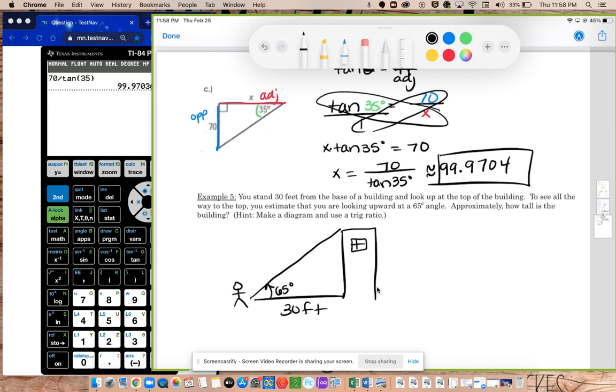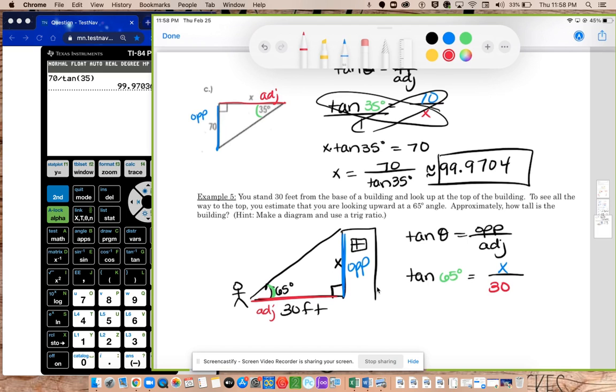Well, hopefully the building is perpendicular to the ground. It's not the Leaning Tower of Pisa. And we want to know how tall it is. We can call that x. This is really the same kind of a problem. We're given the angle, theta. We have the opposite, well, that's what we're looking for, x. And we know the adjacent is 30. So we can set up a tangent problem. Tangent of an angle equals opposite over adjacent. So it's tangent of the angle 65 degrees. It's going to be equal to the opposite side, which is x, over the adjacent side, which is 30.